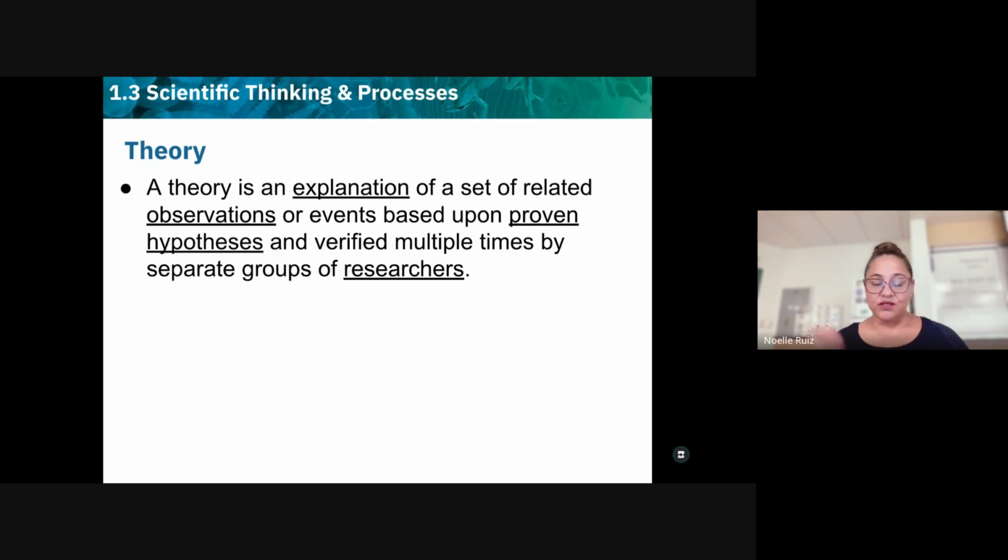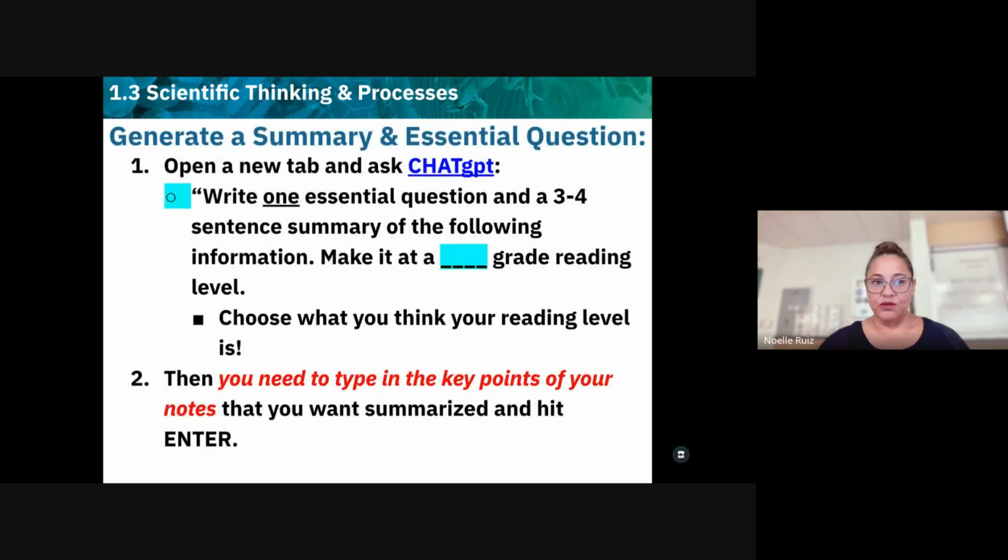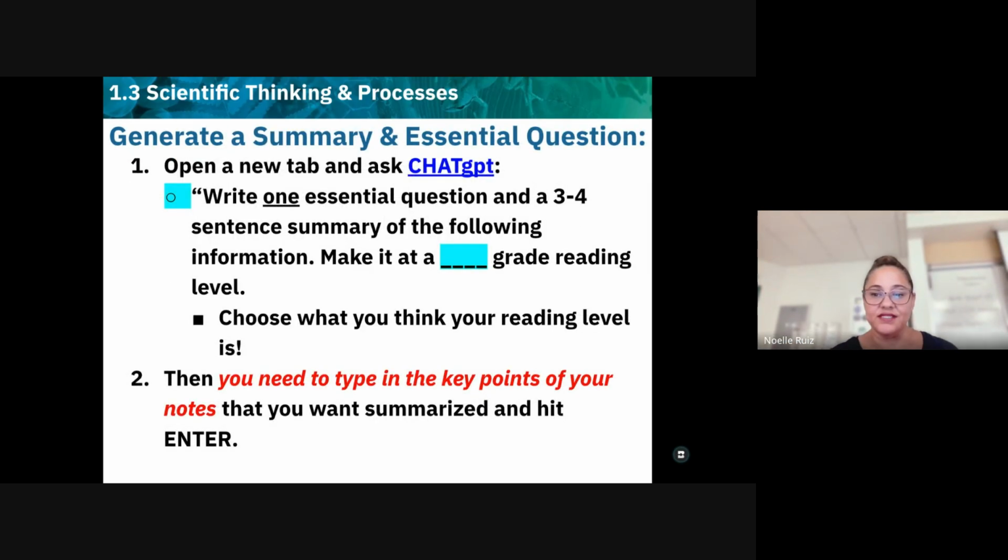All right, so now that those blanks are filled in, or they should be filled in, we move on to our summary and essential question. And so I told you, or if you're new, you don't remember, I'm going to teach you how to use AI, like ChatGPT, correctly or in a constructive way. And this is one constructive way we can use it. So here is your prompt. You go to ChatGPT and you type in this prompt.